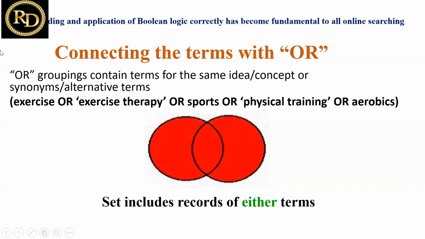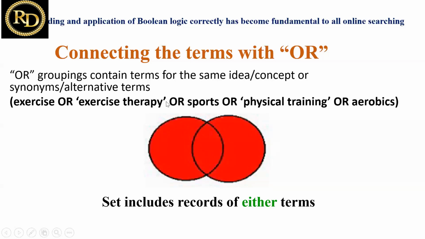Or Boolean operators contain the terms for the same idea or same concept, or alternative terms, synonyms, etc. For example, here I've used exercise and all its synonyms, like physical exercise, physical training. So here you can see exercise or exercise therapy or sport or physical training or aerobics. Here you can see that I have used inverted commas.